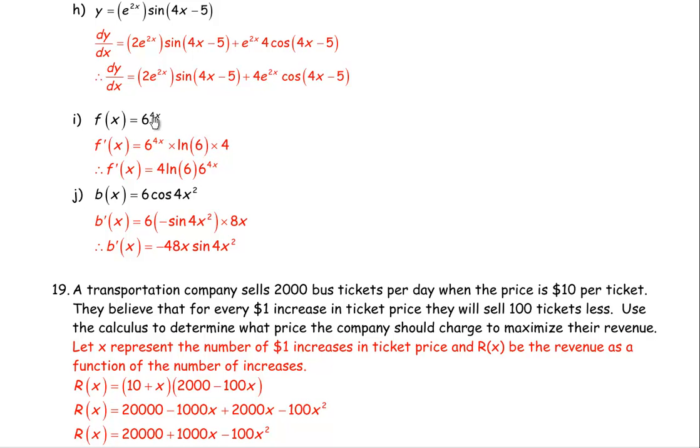For I here, f of x is 6 to the power of 4x. The derivative of any exponential function is the original function times the derivative of the exponent, that's where the 4 comes in. And if the power is not e, you have to multiply by the ln of the base. So it's 4 ln 6, 6 to the 4x.